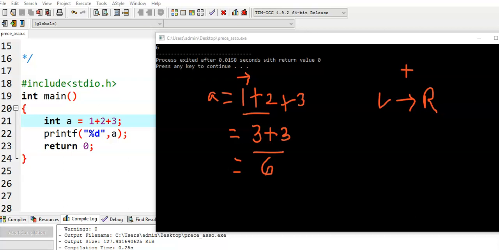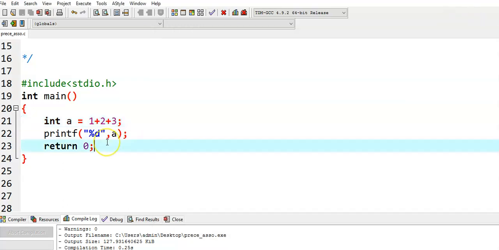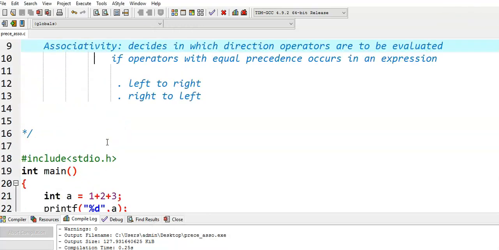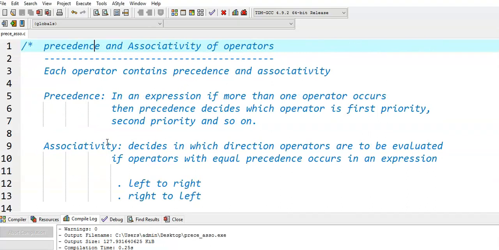So in this fashion, precedence and associativity come into action. Precedence tells which operator should be executed first, second and so on. That means it tells the priority of operators, and associativity tells in which direction the operators are to be evaluated, either from left to right or from right to left.